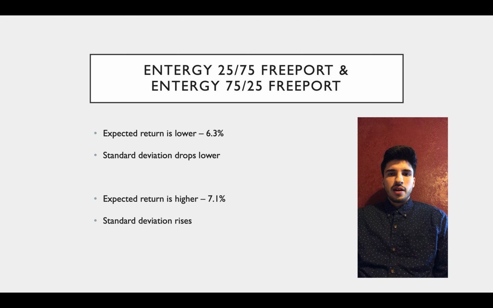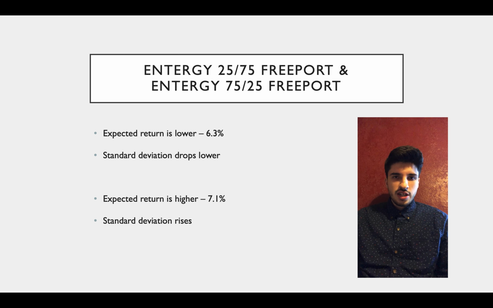Now I'll talk about a portfolio consisting of 25% Entergy and 75% Freeport. The expected return was lower at 6.3% than a portfolio of 50-50. The standard deviation drops lower, making it slightly less risky.